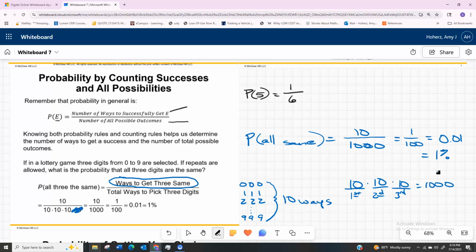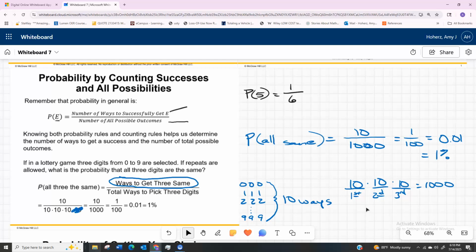You could also think of it as just counting how many numbers there are from 000 up to 999, and that would be 1,000, because 001 up to 999 would be 999 ways plus the 000. So however you get there, we need to know that the bottom number is 1,000 different ways to pick 3 digits.